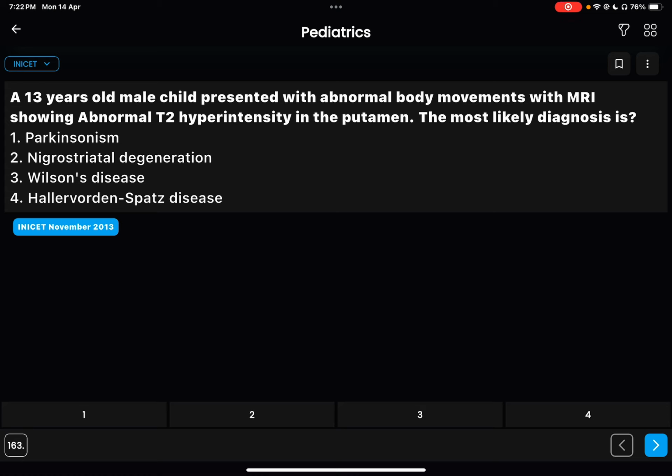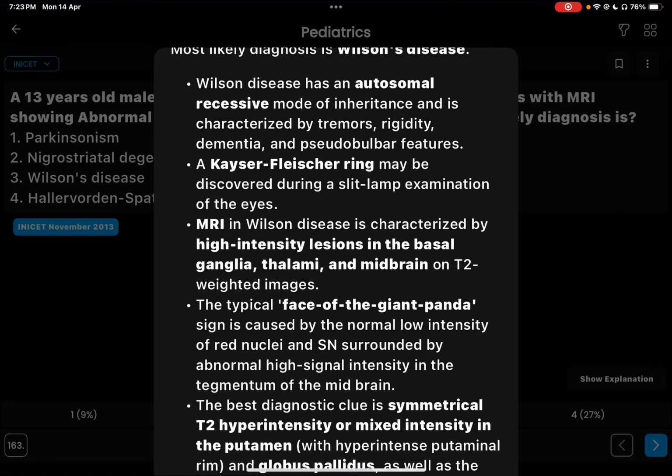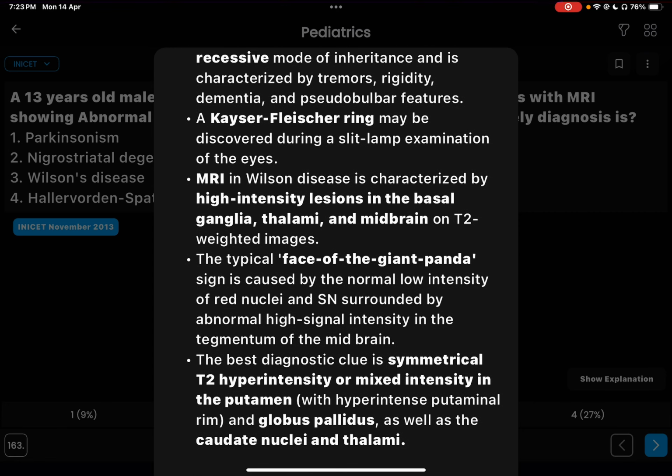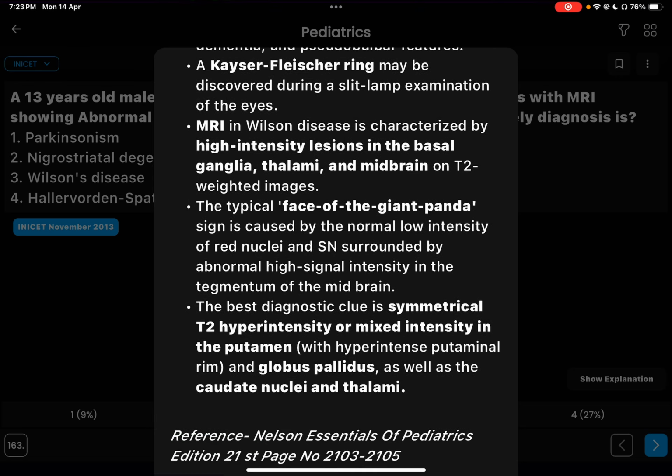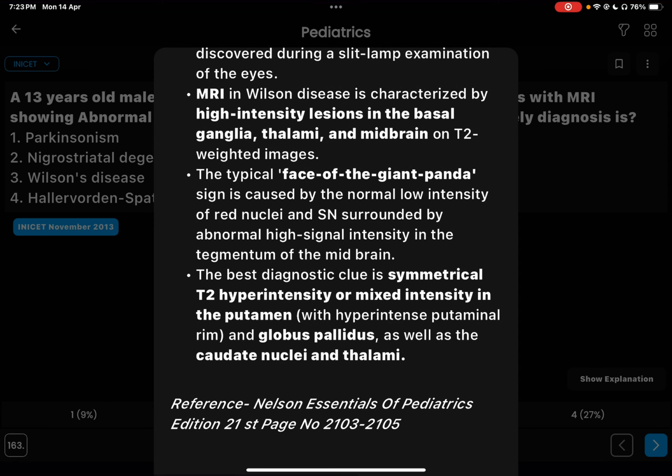So, I'm suspecting some kind of bleed, right? Okay, no, it's something else. Go for Wilson's disease. Wilson's disease is an autosomal recessive mode of inheritance and is characterized by tremors, rigidity, skin. Face of a giant panda.